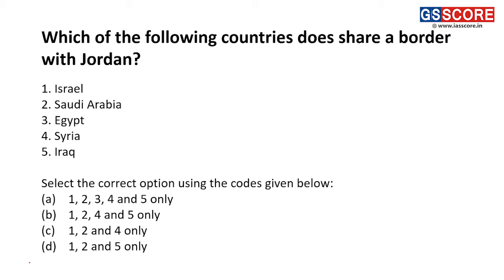Moving forward, the question is basically on the countries which are bordering Jordan. So, which of the following countries does share a border with Jordan? Jordan is a very important country which is present in the Middle East region of Asia. So, option A, Israel, B, Saudi Arabia, C, Egypt, 4, Syria, and 5, Iraq.